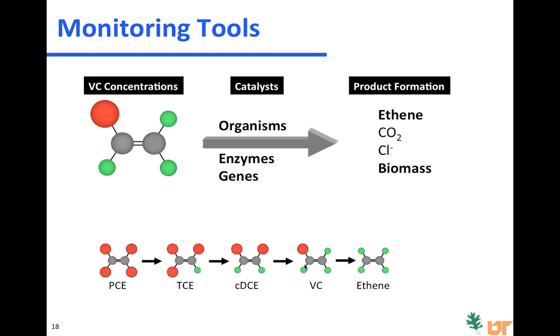There are a few issues. For example, in many of these plumes, you also have polychlorinated ethenes, and their reductive dechlorination contributes to a constant flux of vinyl chloride. So even though vinyl chloride may be degraded, the concentration may not change significantly as long as you have sources of vinyl chloride coming from upstream.